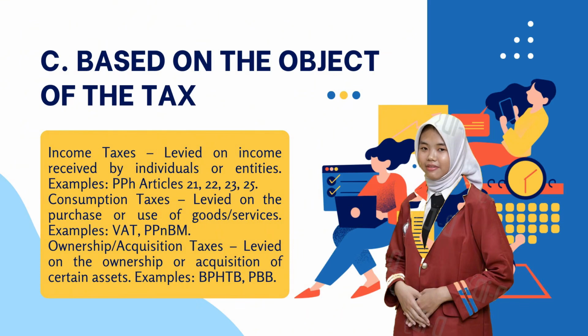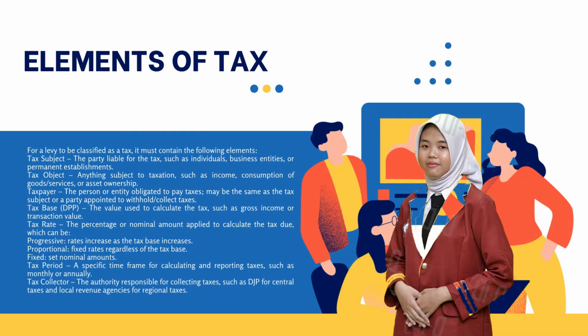C. Based on the object of the tax. Income taxes are levied on income received by individuals or entities. Examples: PPh Articles 21, 22, 23, 25. Consumption taxes are levied on the purchase or use of goods/services. Examples: VAT, PPnBM. Ownership/acquisition taxes are levied on the ownership or acquisition of certain assets. Examples: BPHTB, PBB.